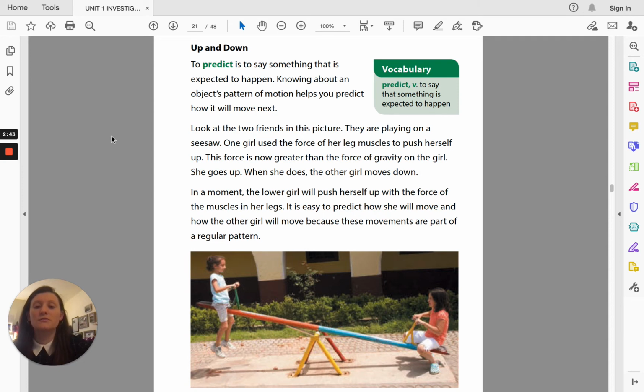One girl used the force of her leg muscles to push herself up. This force is now greater than the force of gravity on the girl. She goes up. When she does, the other girl moves down. In a moment, the lower girl will push herself up with the force of the muscles in her legs. It is easy to predict how she will move and how the other girl will move because these movements are part of a regular pattern.